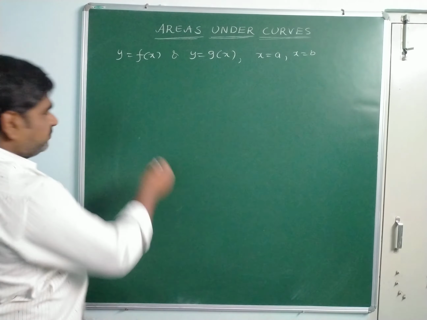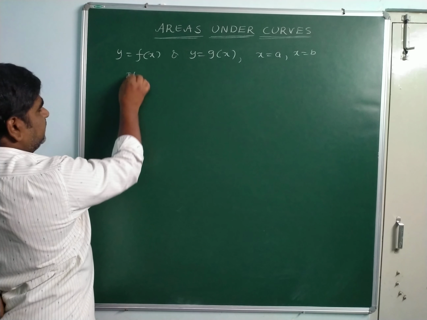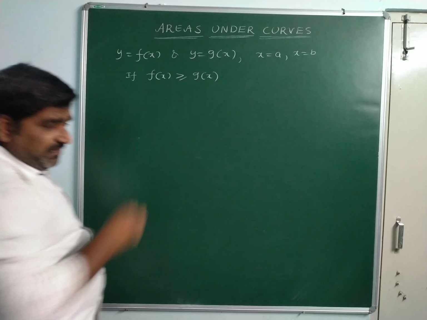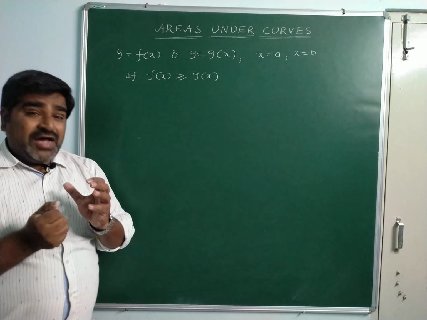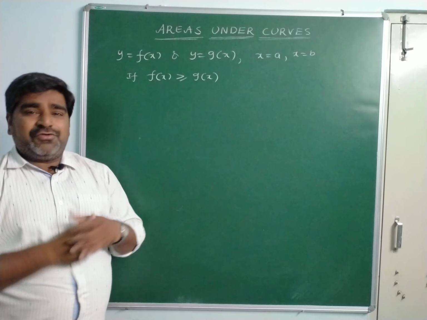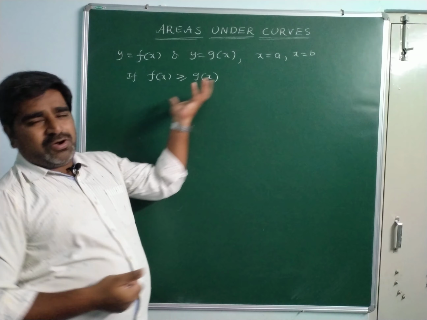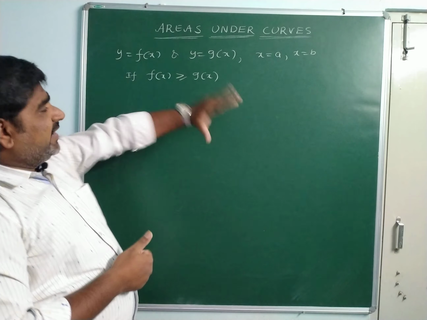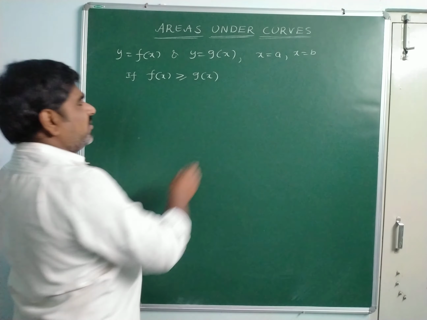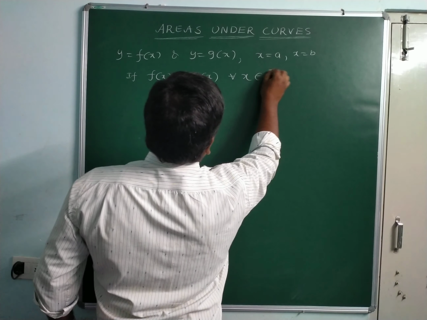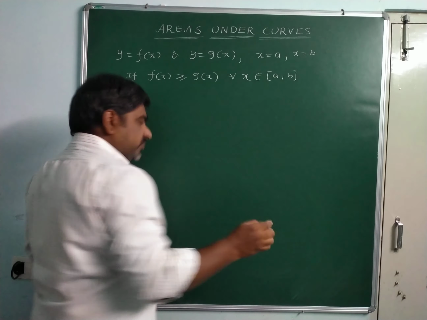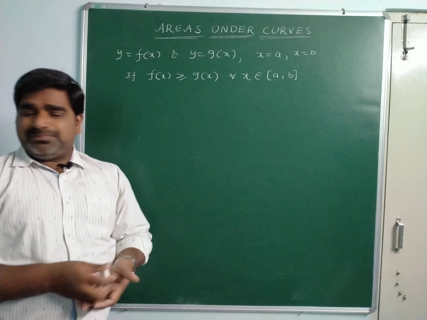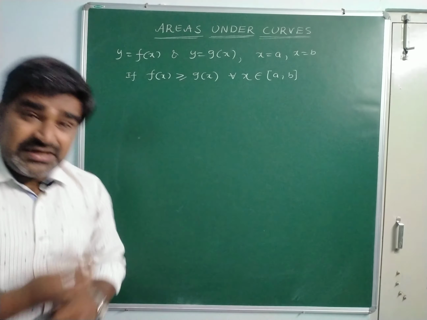So let us discuss the first case, if f of x is greater than or equal to g of x. That means when two curves are given, first of all we have to find out which is the upper curve and which is the lower curve. If one is the upper curve, automatically the other one is the lower curve. So if f of x is greater than or equal to g of x for all x belonging to the closed interval a comma b, then we can say that f of x is the upper curve and g of x is the lower curve.